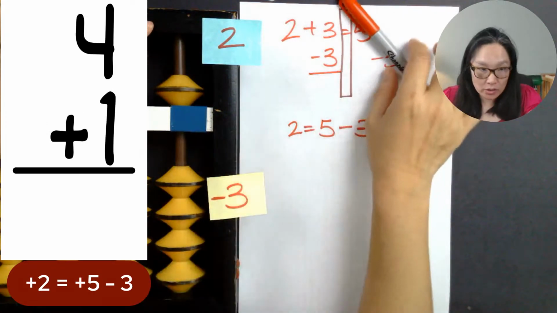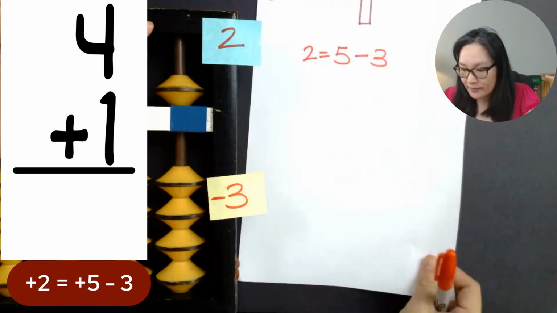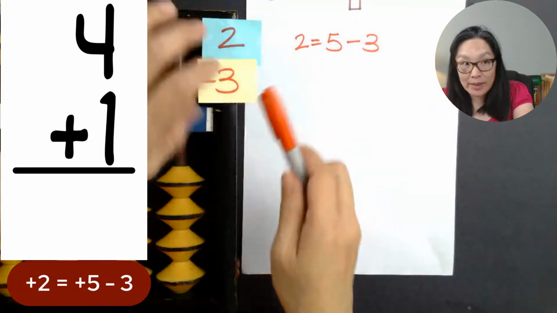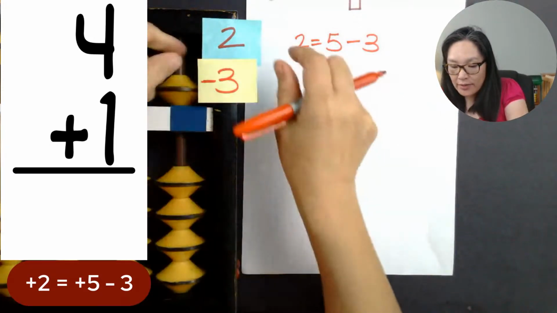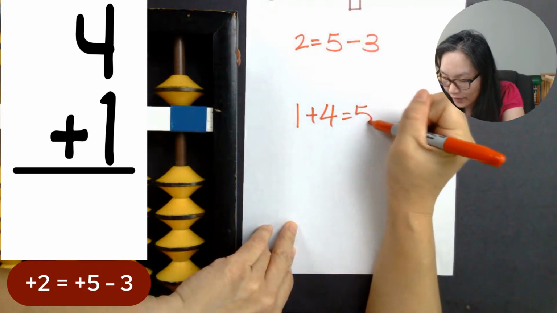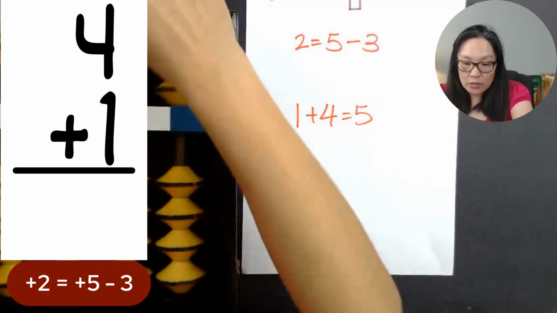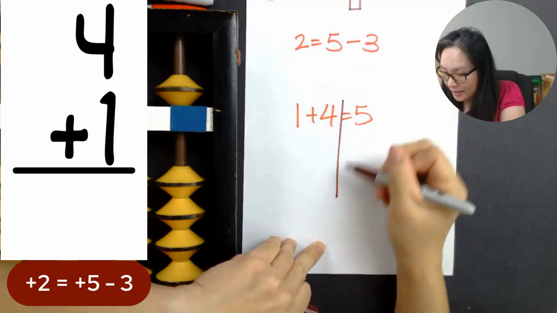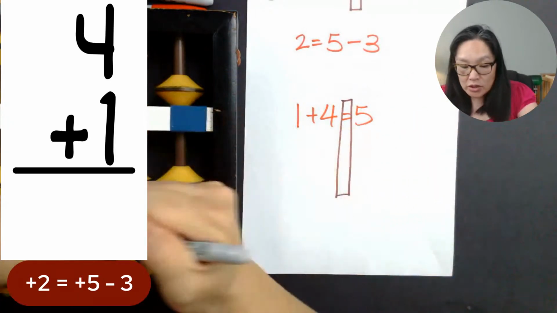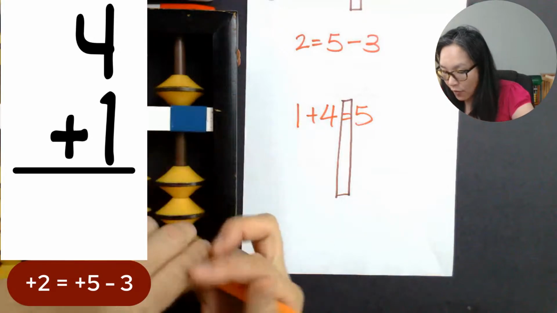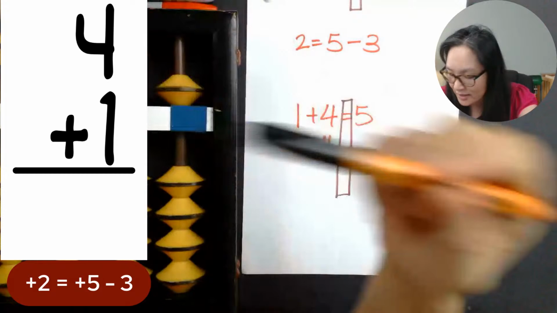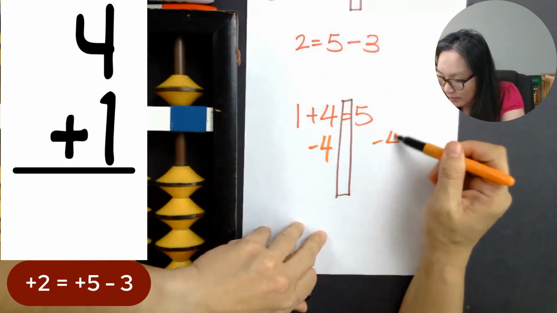4. Oh, so we have a plus 1. We want to add 1. What is the friend of 1? Well, we remember that 1 plus 4 is equal to 5. Remember, whatever we do on one side of the equation, we got to do on the other side. So we need to take away 4. Okay, take away 4. So we minus the 4.